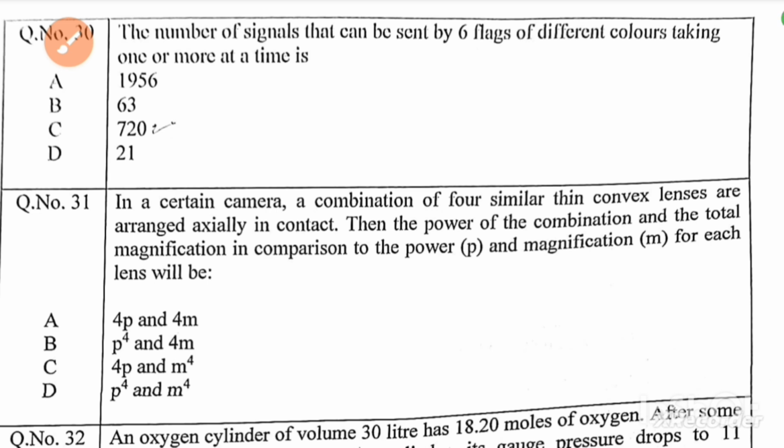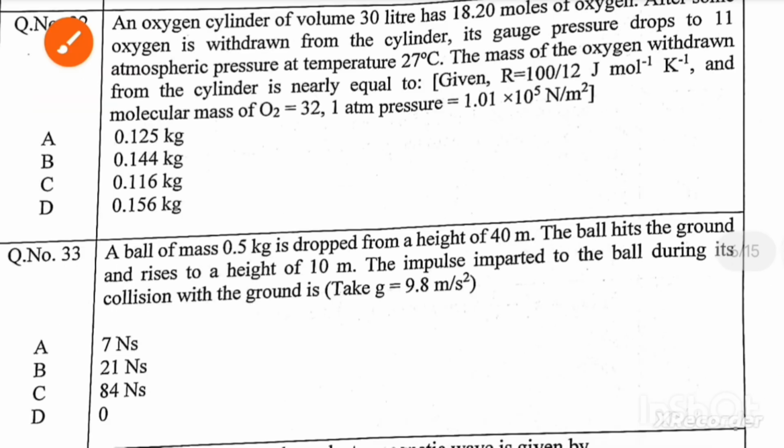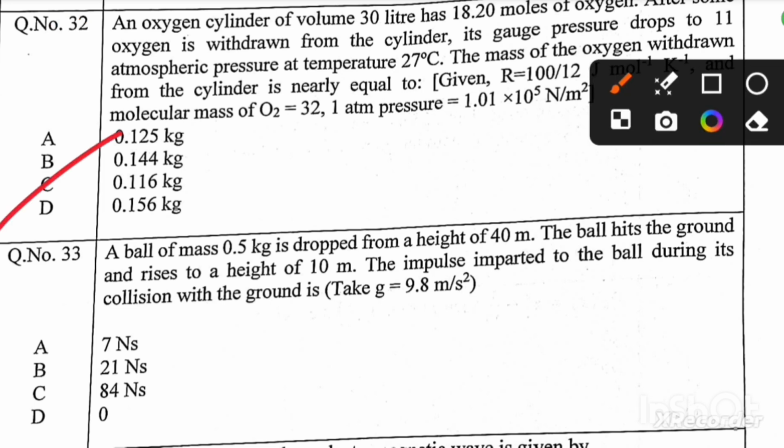The number of signals that can be sent by 6 flags of different colors taking one or more at a time is 1956. Then question number 31, the answer is option C. Question number 32, the answer is 0.116 kg. Then 33, the answer is option B.